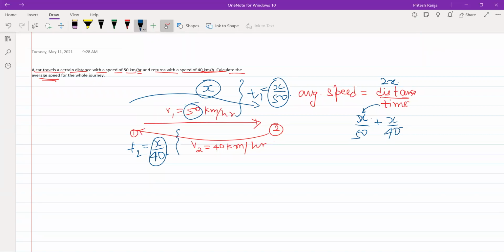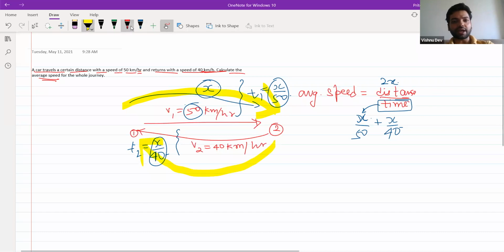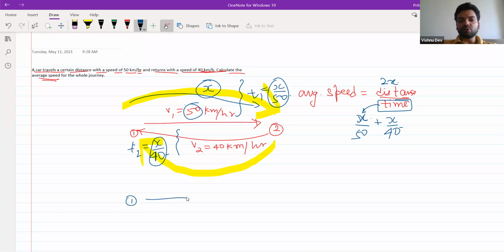So why will it be x by 40 and x by 50? This is the total time, right? Total time will be the time taken to go from 1 to 2 and time taken to go from 2 to 1, right? So what I have considered, the time taken to go from 1 to 2, I have taken as T1, and the time taken to go from 2 to 1 is T2.